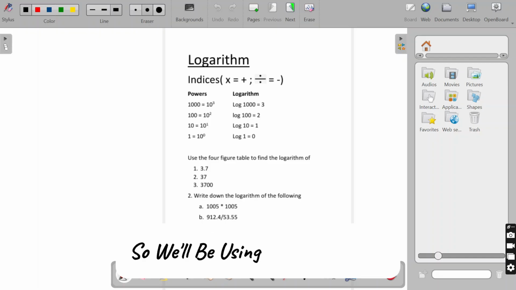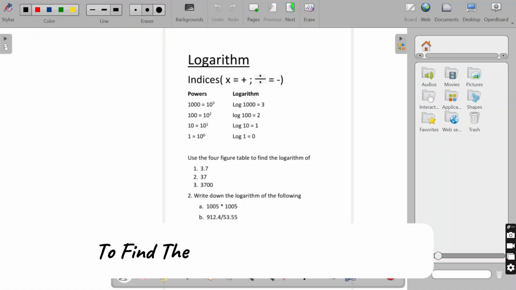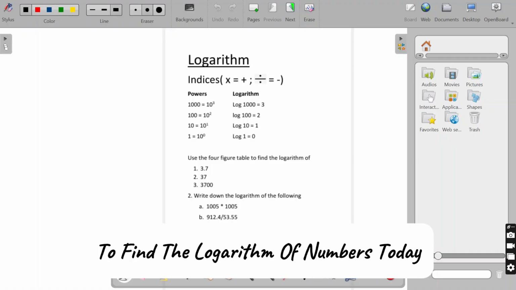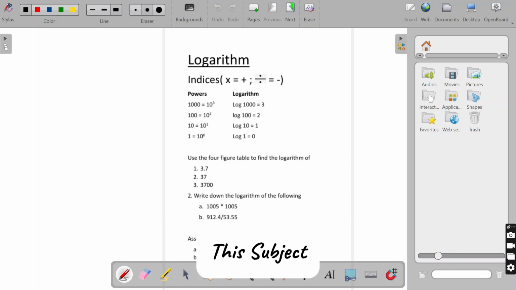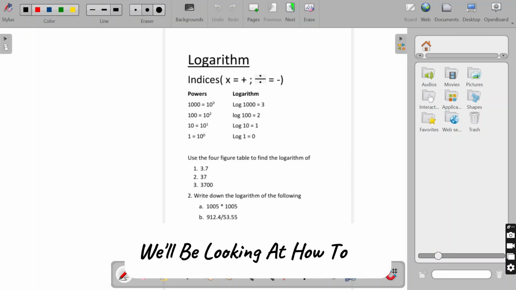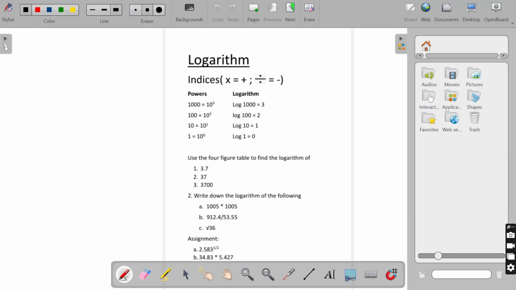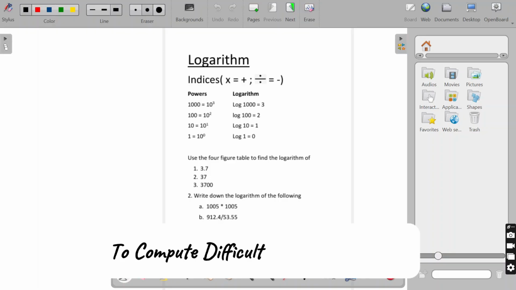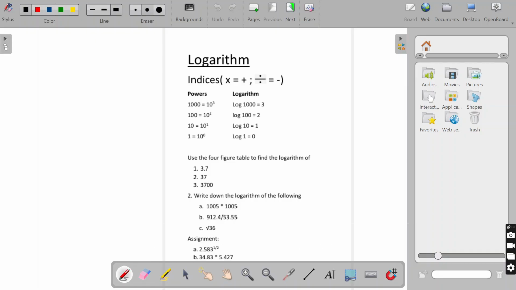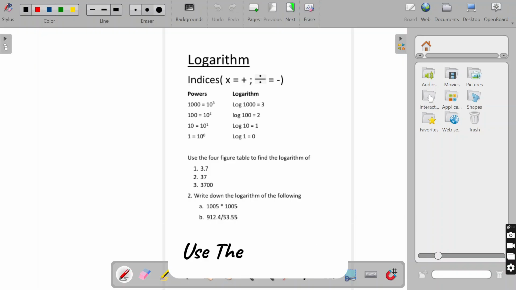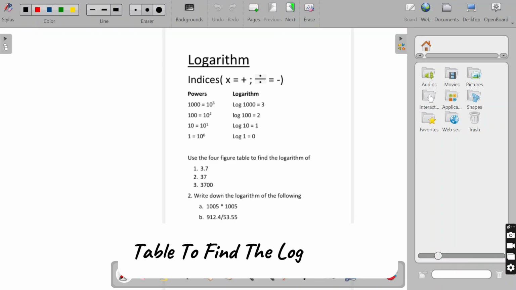We'll be using the 4-figure table to find the logarithm of numbers today. Hopefully in part 2 of this subject, we'll be looking at how to use it to compute difficult questions. But for tonight, we'll just be looking at how to use the 4-figure table to find the logarithm of numbers.